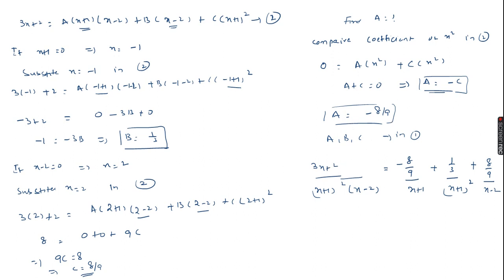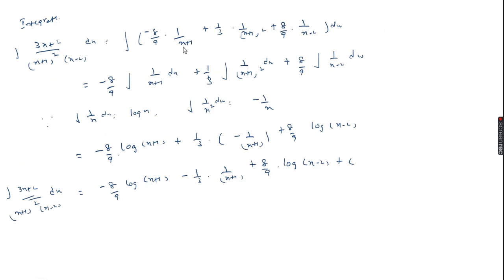Substitute a, b, c in 1, and we integrate, and here we have the basic formulas, integration of 1 by x into dx is nothing but log x, and integration of 1 by x square is nothing but minus 1 by x, or if we simplify this, x power of minus 2, it is of the x power of n form, that is integral of x power of n is x power of n plus 1 by n plus 1. In the same way we can find that, or we can use this formula, integration of 1 by x square into dx is nothing but minus 1 by x.